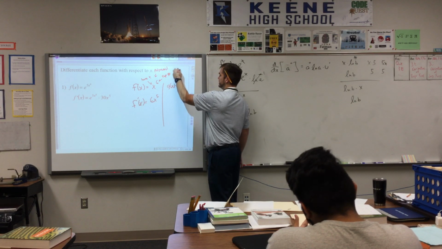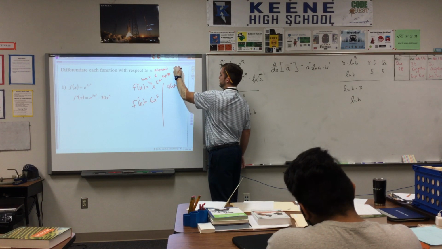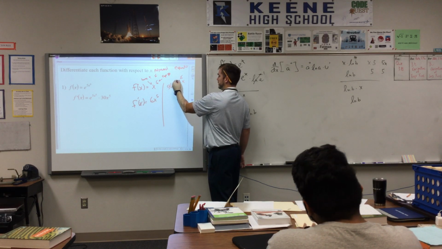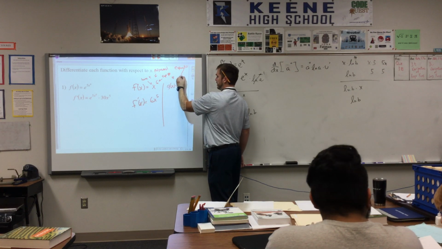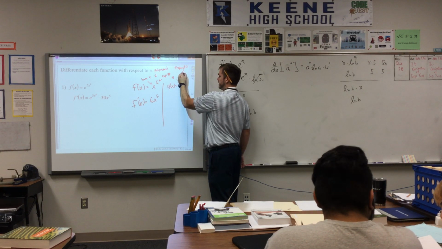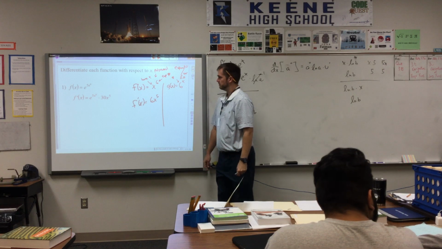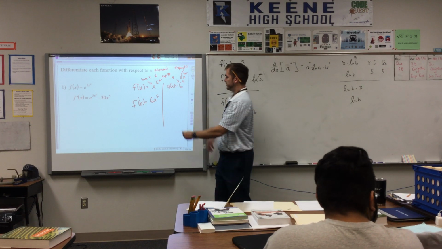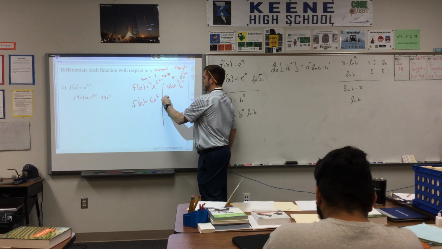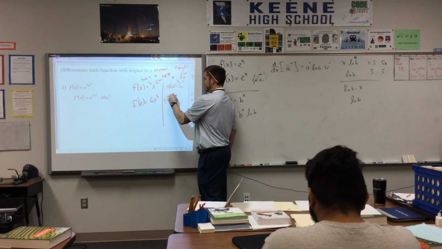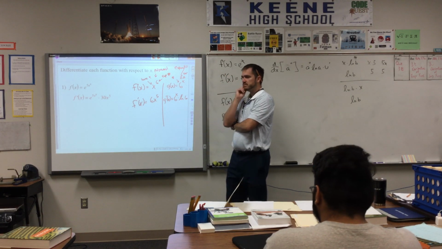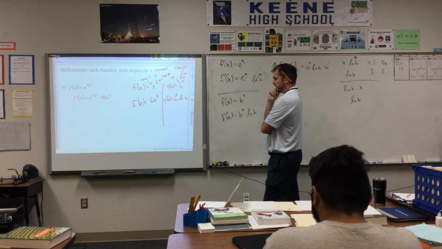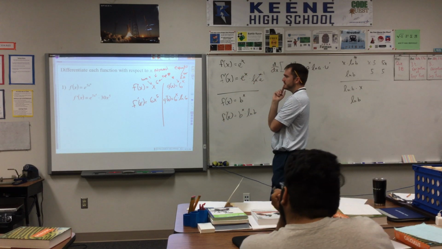This is an exponential function, where the base is a number and the exponent is a variable. And the derivative is 6 to the x times ln 6. Am I making sense? That makes sense.